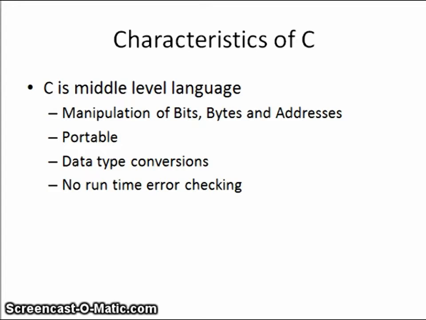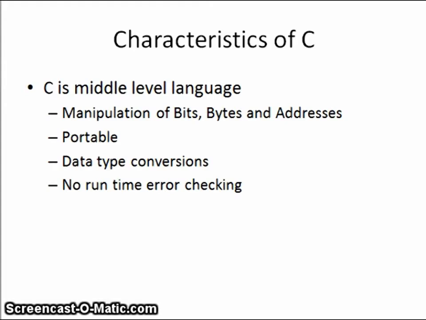Similarly, data type conversion is sometimes a requirement. You will see in the next slides that in C language we have 5 data types: character, integer, floating point, float, and double. C allows conversion from one data type to another. We can convert a character into an integer for certain reasons. So this conversion is possible in C language, and it gives a lot of flexibility.